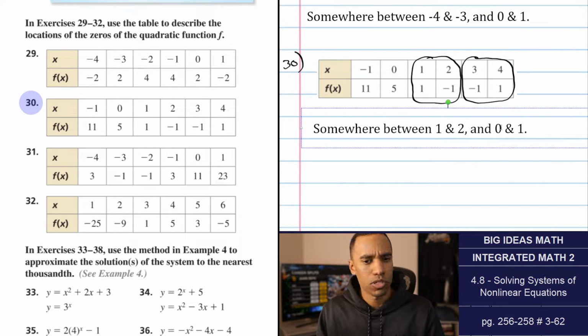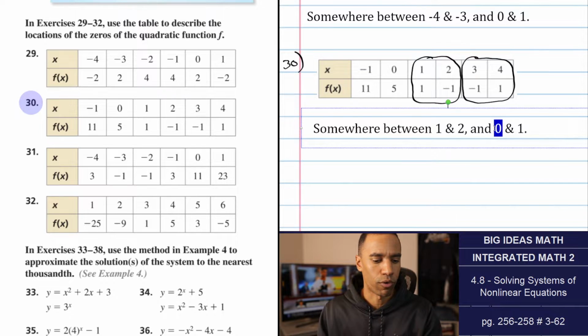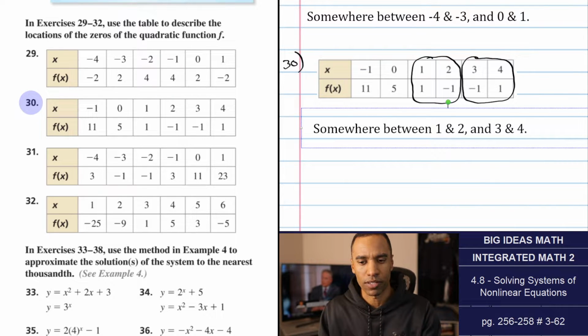So somewhere between 1 and 2, we go from positive to negative. Hopefully you heard me say all this. Positive to negative is 0, and between 3 and 4. So I'm just copying and pasting this from the previous set. So all's taken care of there.